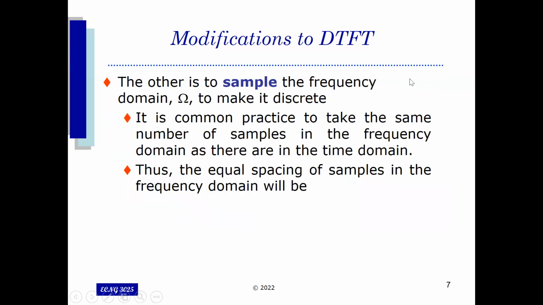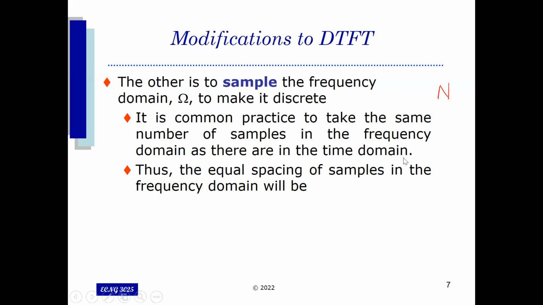And then the other thing now is that we have to make the frequency domain discrete. We have to sample the frequency domain as well, because the DTFT is still giving us something that depends on a continuous frequency. So what we do now is that we also divide up the frequency domain omega into a number of values. The common practice is to take the same number of samples in the frequency domain as there are in the time domain. So if I say I'm using N time samples, I'm also going to use N frequency samples.